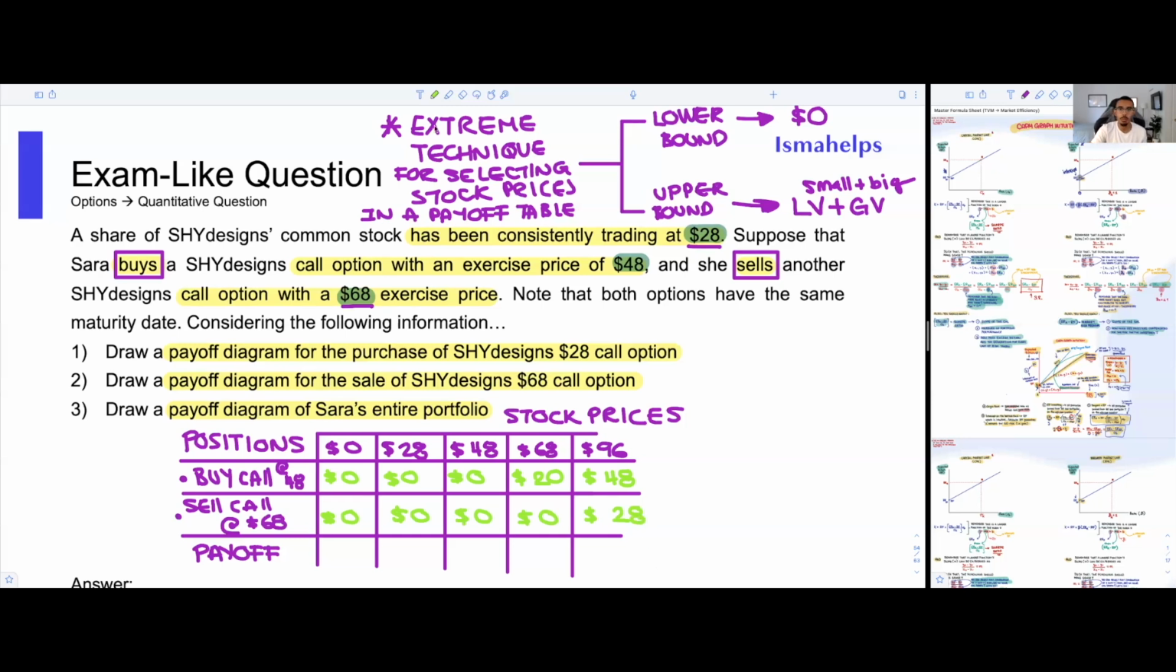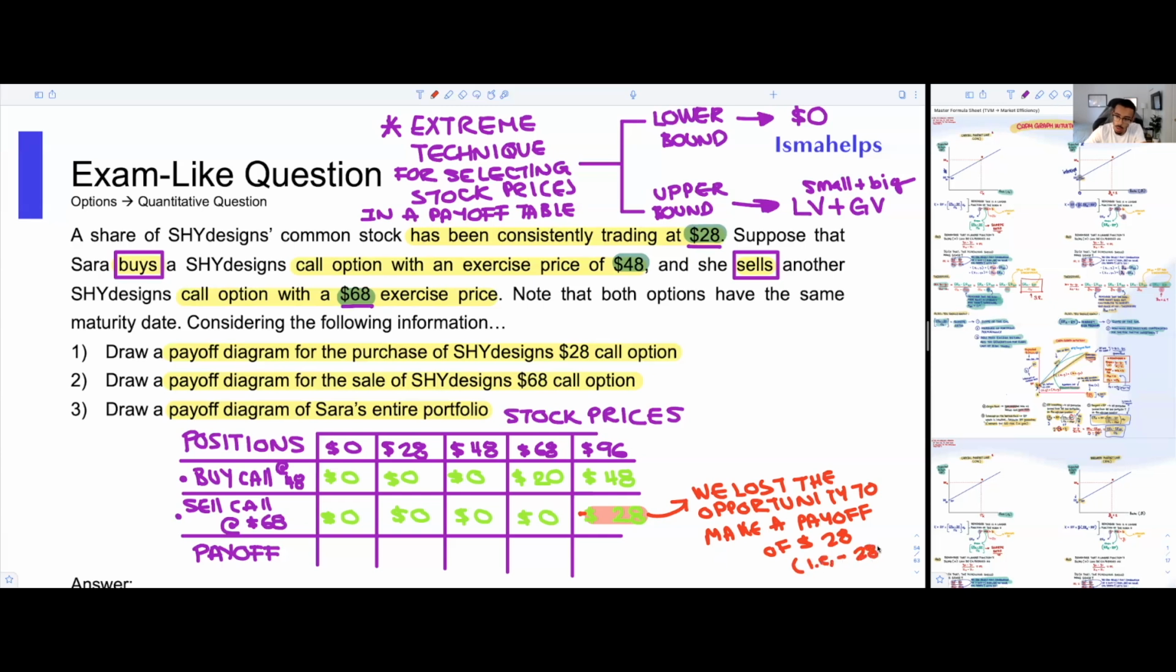However, what's important to note here is that if we're selling a call option that could have made us money, this is akin to us losing money. We lost an opportunity to make a payoff of $28. So in other words, this would be negative. It's going to be negative $28 because we lost that opportunity. This is going to be minus 28 because we lost that opportunity.